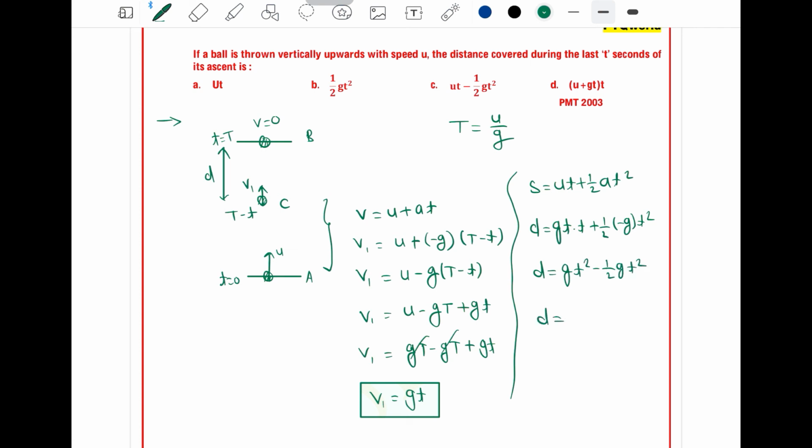So d is equal to 1 by 2 gt square. So option B is the correct one, right?